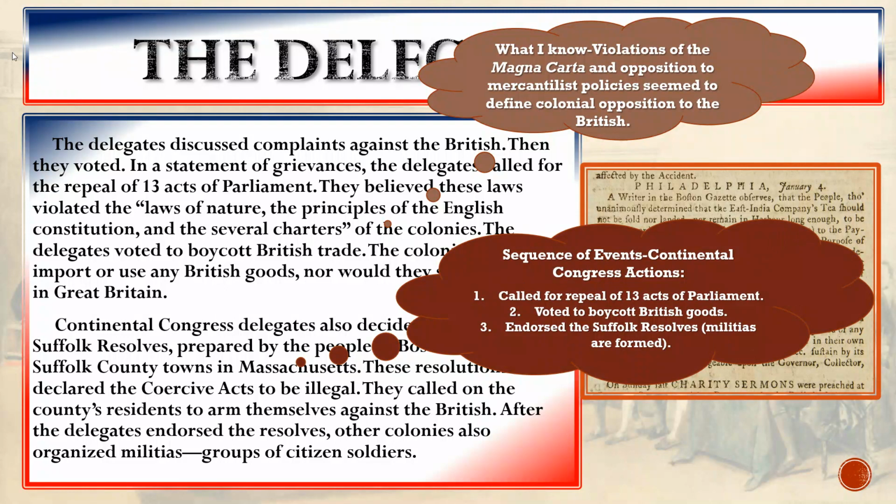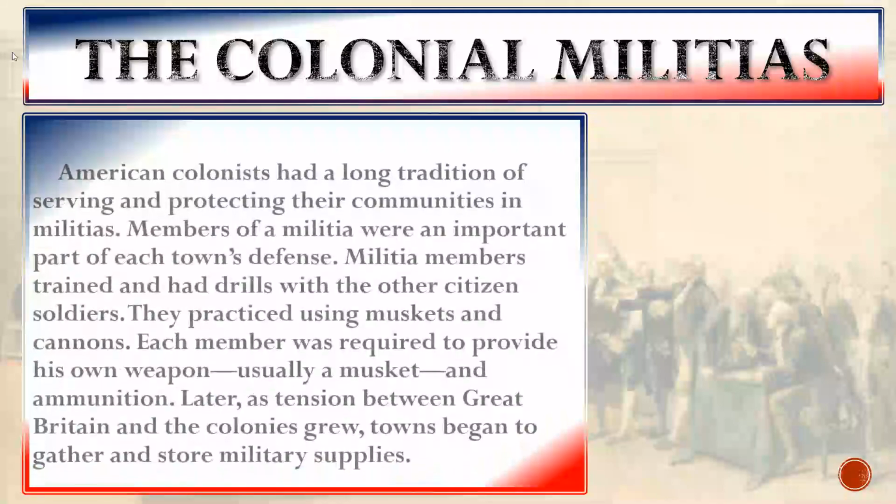Sequence of events here. Continental Congress actions. They called for the repeal of 13 acts of Parliament, voted to boycott British goods, and endorsed the Suffolk Resolves. And militias are formed, and you can get an idea where this is all going. If you haven't seen it already, you should get it now.